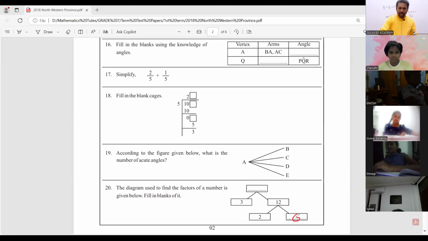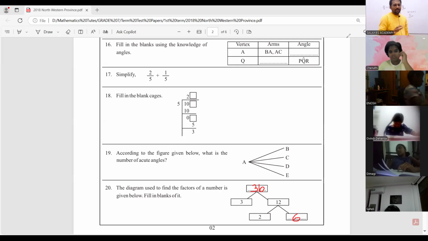This one is 6, okay? 2 times 6 is 12. Then what is the value here? 3 multiplied by 12. 3 times 12 is 36. So this blank answer should be 36.